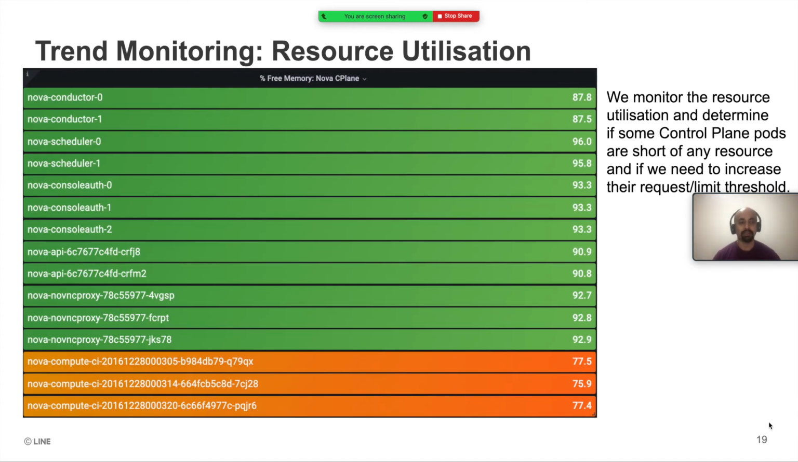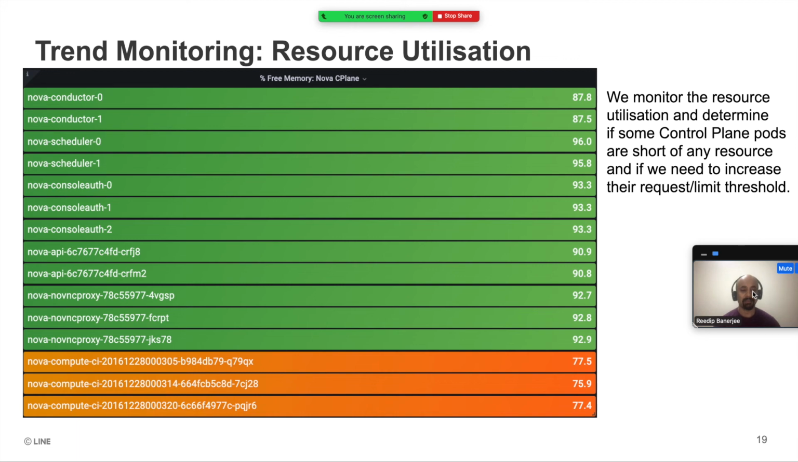Then we have the resource utilization. This is the system resource utilization in which we have showcased how we gather all the data, like the free memory. In this case, we showcase all the pods here which are running. And if we see that the memory utilization, the free memory, goes below a particular target, in that case we change the color.